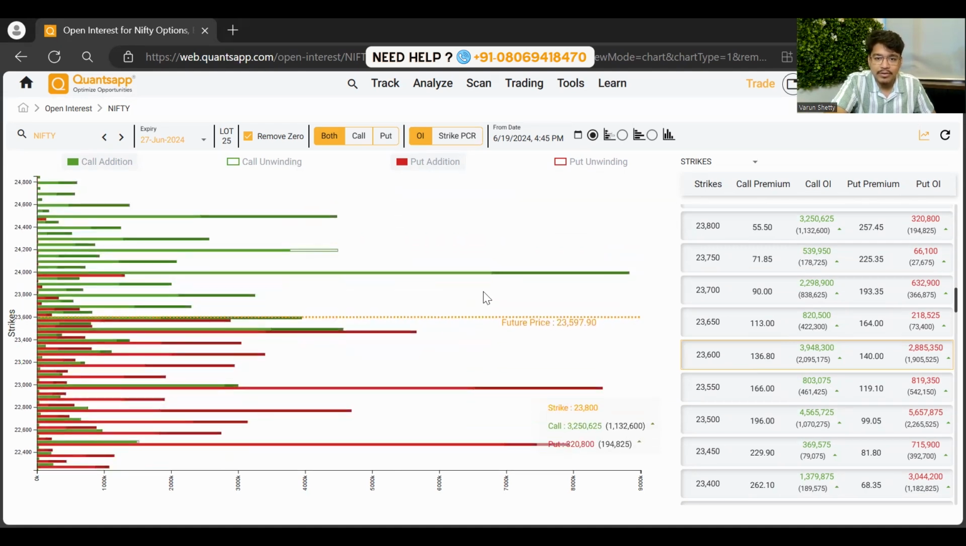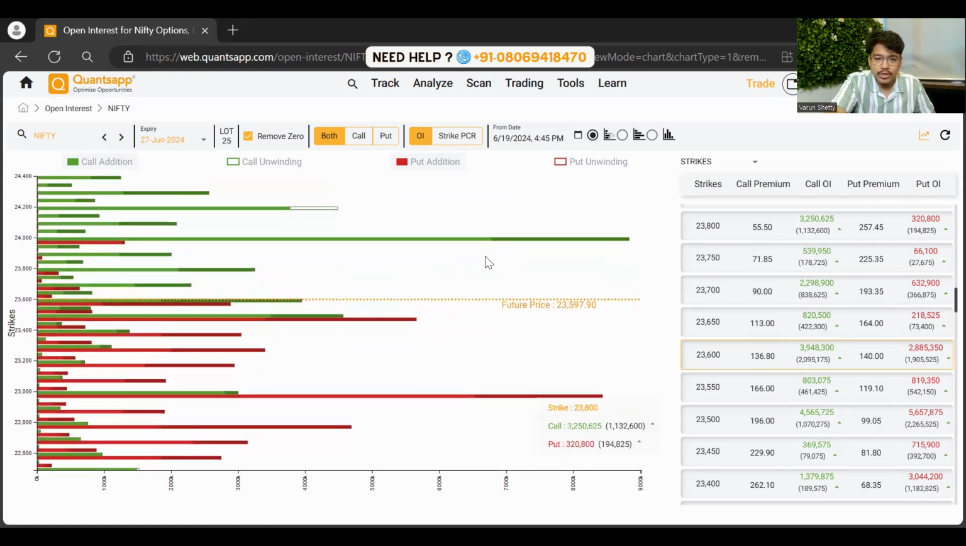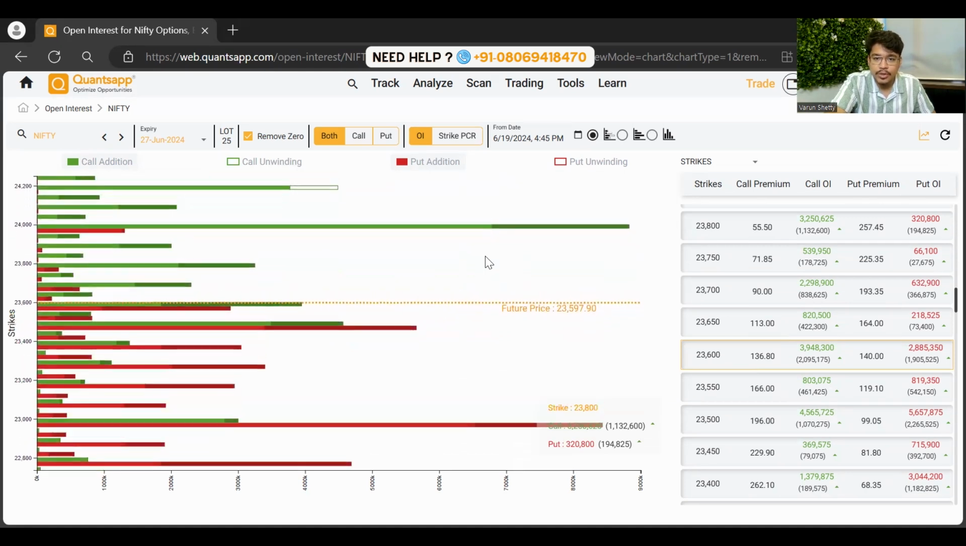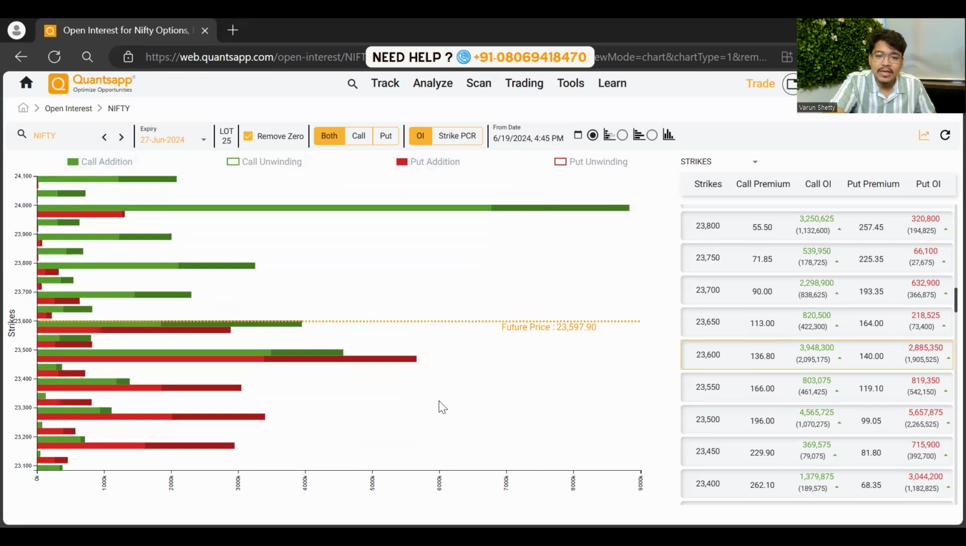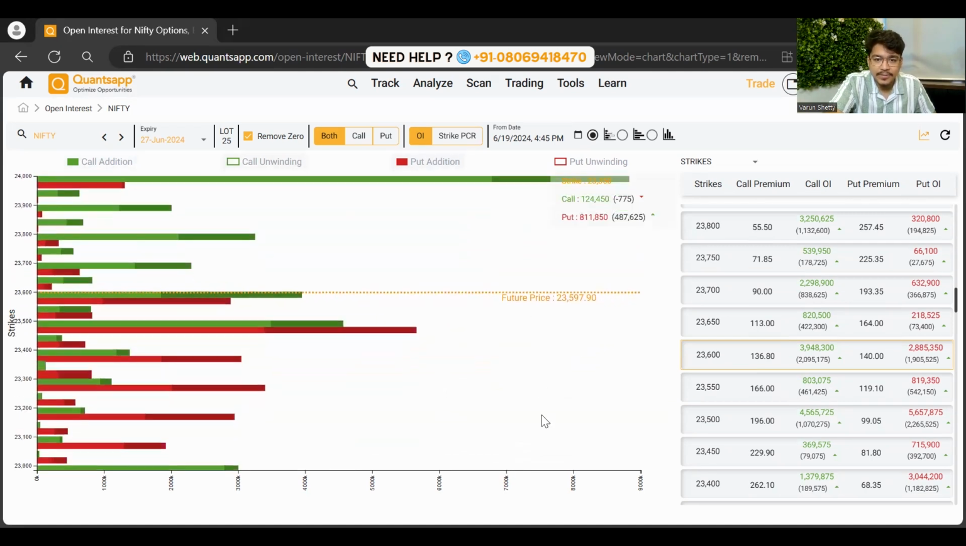I'll just zoom in a bit for you guys, but you all can see it much clearly. Okay. These are the bars. Okay. So there are some green bars, there are some red bars you can see. So this is open interest data. On the left hand side, the scale shows various strikes. Okay. And at the bottom, the x-axis will show you the absolute quantity of open interest.